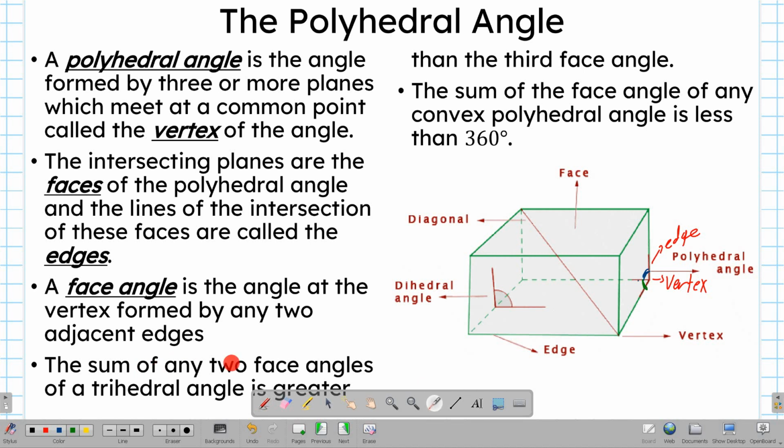And remember that the sum of any two face angles of a trihedral angle, trihedral meaning three edges, three faces or three planes, is greater than the third face angle. And the sum of the face angles of any convex polyhedral angle is less than 360 degrees. So those are some of the common terms that we might hear every now and then as we go through the most important concepts in solid geometry, which is the mensuration of the most common solids.